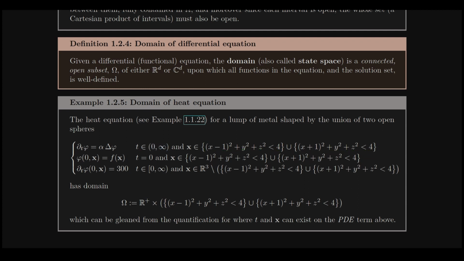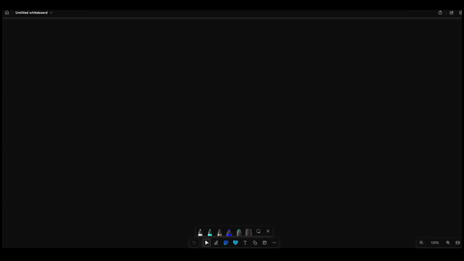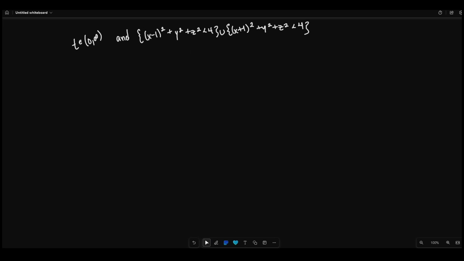So let's actually think about what that set might look like, this one. And to do that, we're going to jump over to the blackboard. Okay, so here we are at the blackboard, and if you recall, what did my domain look like? Well, I said it was that t was in (0, infinity), and we had this set of (x minus 1) squared plus y squared plus z squared is less than 4, union (x plus 1) squared plus y squared plus z squared is less than 4. And really, we don't have to worry too much about the t term because we know what that looks like, but let's try to visualize maybe what this boundary looks like.